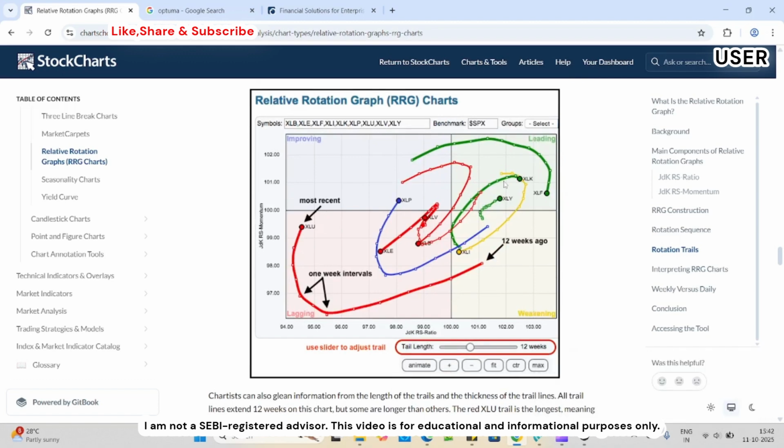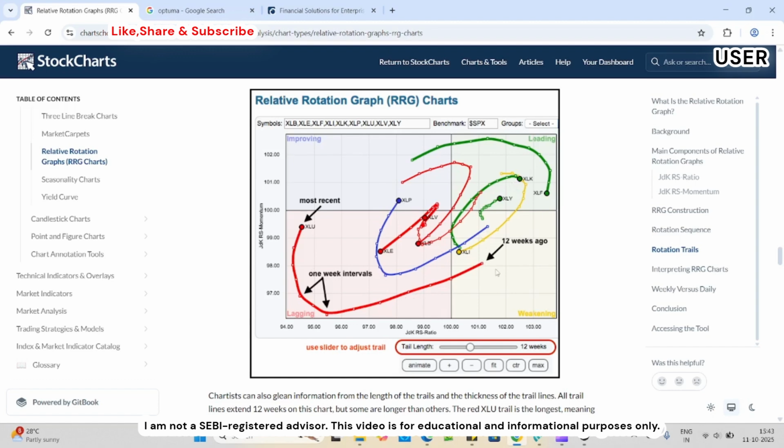For an example, you can see here this stock performing well in the leading section. Slowly it is coming to the weakening section. That means you should be thinking of exiting this stock. So this is the basic idea for analysis.